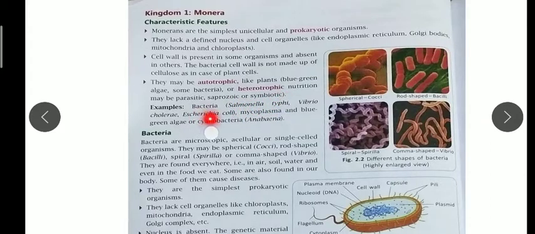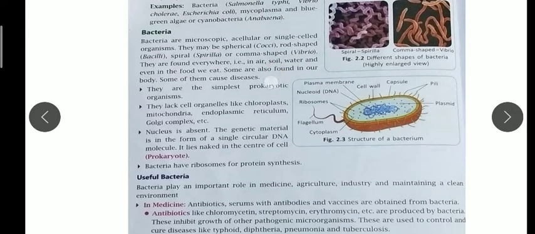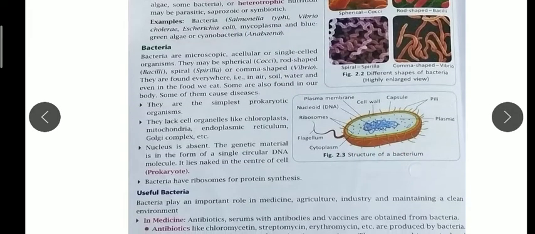Examples are also given: bacteria, Vibrio cholerae, Salmonella typhi, Escherichia coli, Mycoplasma, and blue-green algae, and Cyanobacteria Anabaena. All these are examples of bacteria. Now you can see the picture is also given. This is a bacterium. A single bacteria is called a bacterium.